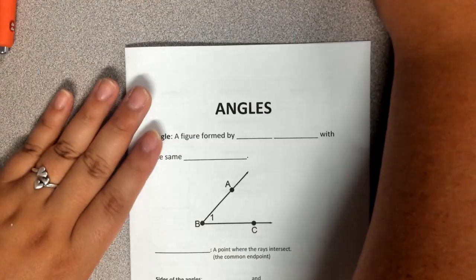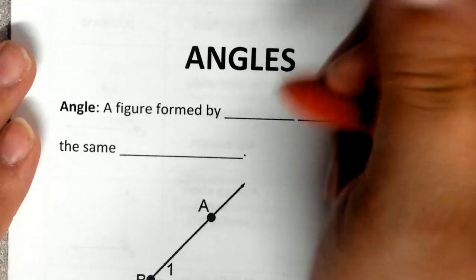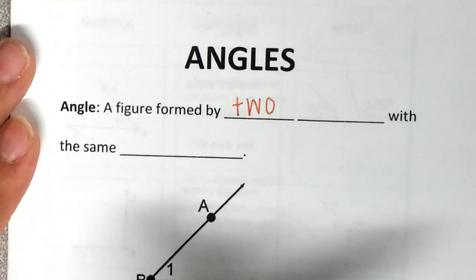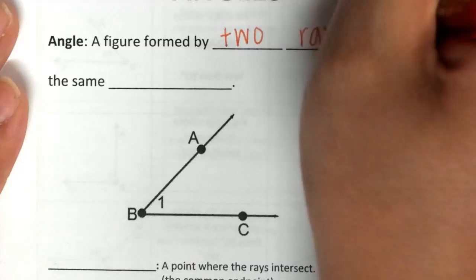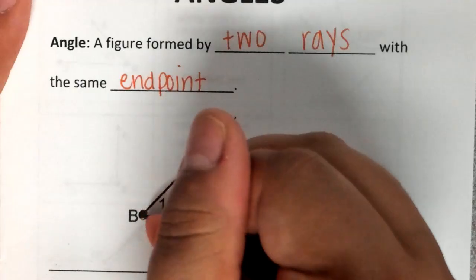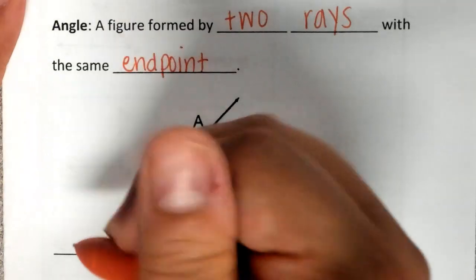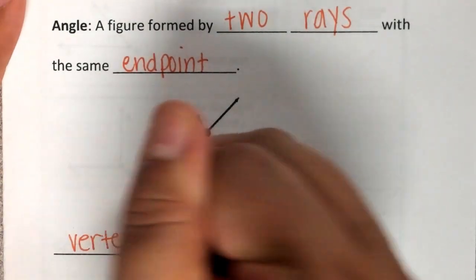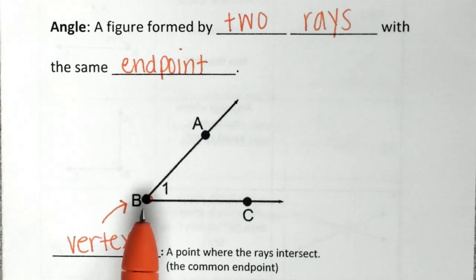So let's talk about angles. What is an angle? It is a figure formed by two. Everybody today has been saying 2 lines. But it's actually not a line. What is this right here? A ray. Everybody fill in those blanks. An angle is a figure formed by 2 rays with the same end point, which would be, in this case, B. That B, that end point that they share, is called a vertex. Everybody say vertex. So whenever I'm talking about a vertex, I'm talking about that common endpoint.